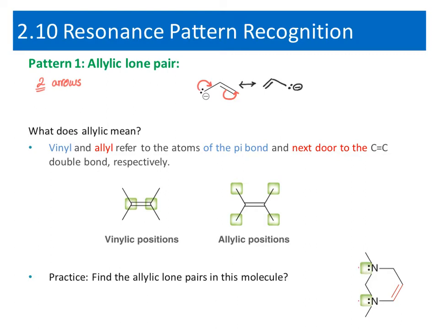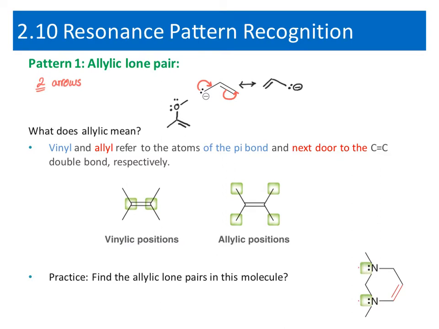Now let's look at a couple of examples. The first one is this example. We have a double bond, single bond, and then a lone pair of electrons on oxygen. I want to mention that the lone pair can be on oxygen, on carbon, on nitrogen. What matters here is the position of the lone pair, which is allylic to this carbon-carbon double bond.